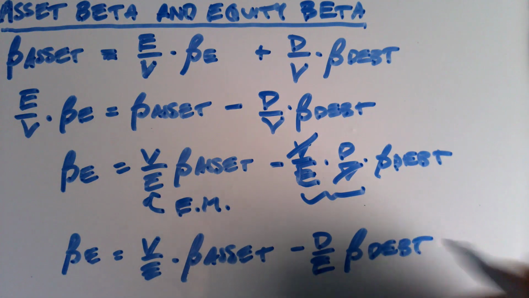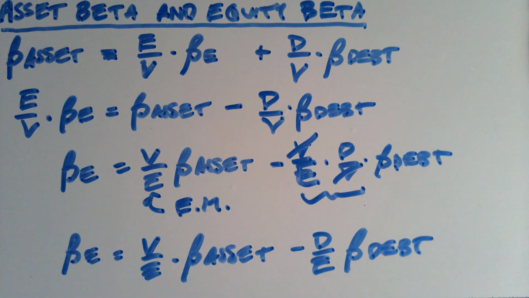And now let's talk about the beta of debt. Stocks go up and down with the market. And if a stock is equally risky as the market, it will have a beta of 1. If it's more risky than the market, it will have a beta of greater than 1. And if it's less risky than the overall market, it will have a beta less than 1.